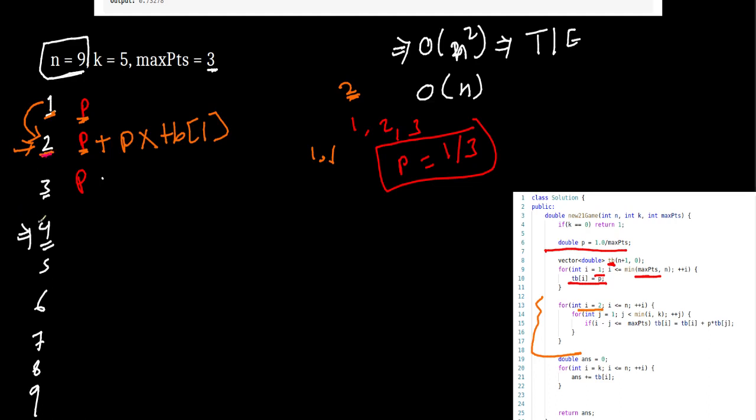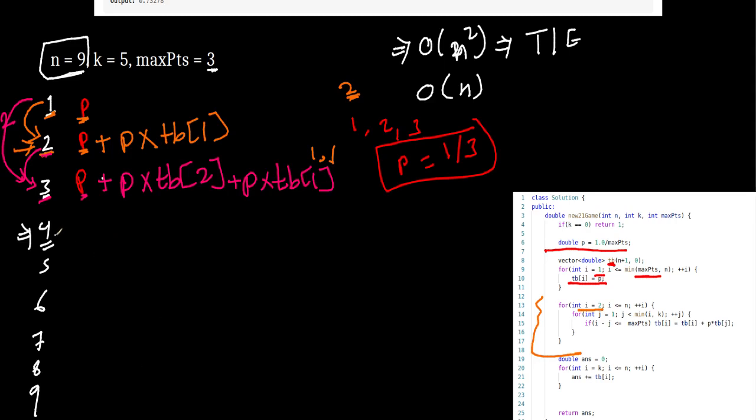Now we are done with 2. Let's solve for 3. For 3 we have the value v plus... Now we can go from 2 to 3 by gaining 1 point, so p multiplied by the solution of 2, or we can go from 1 to 3 by gaining 2 points, so plus p multiplied by tb of 1.